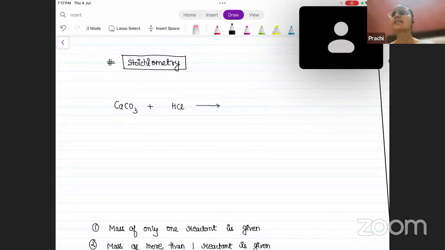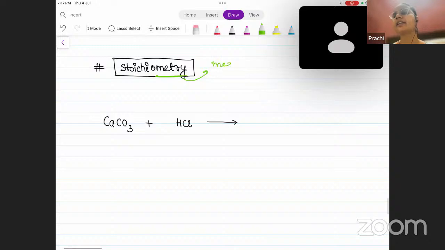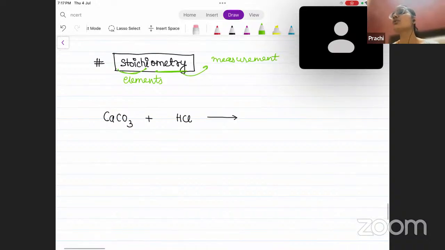So now the first thing is, what is stoichiometry about? When you see this word, metry, it is related to measurement. And stoichio means elements, so stoichiometry is the measurement of elements. Now, how are you going to use the mole concept to know the moles of the product or the reactant that will be required, or the moles of the product that will be formed? We will understand this with an example.